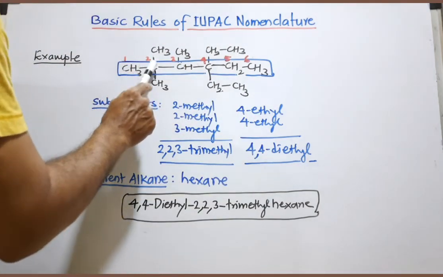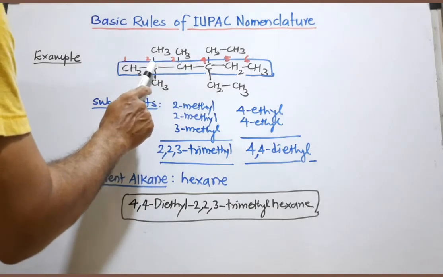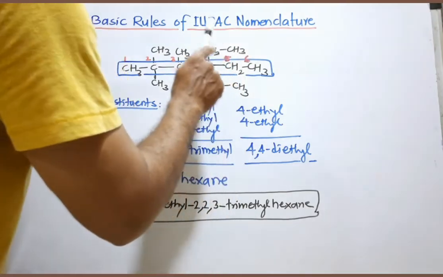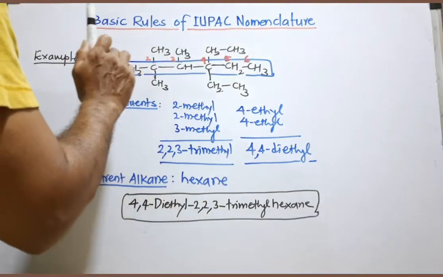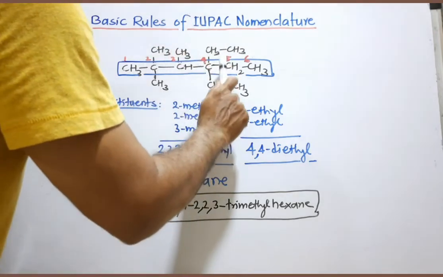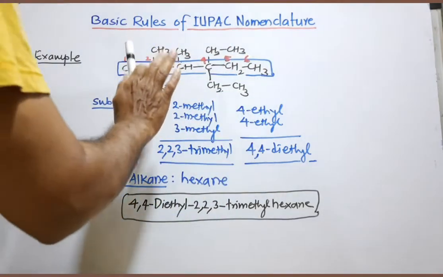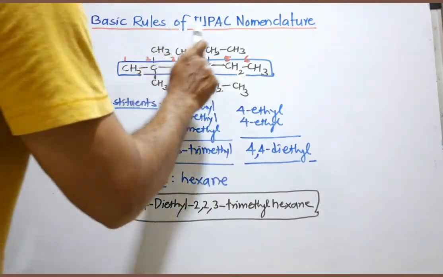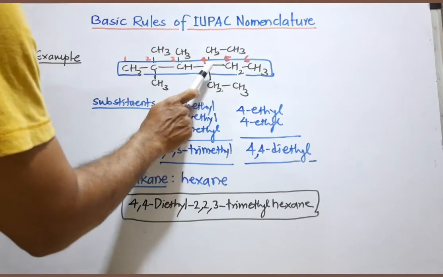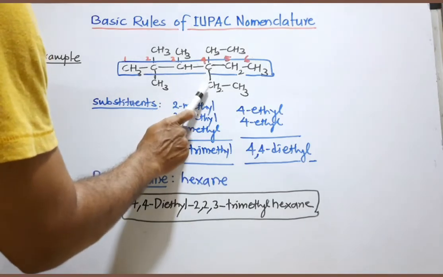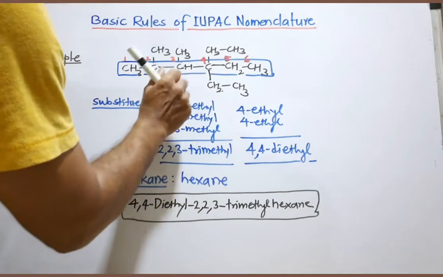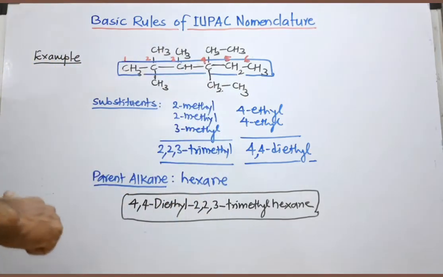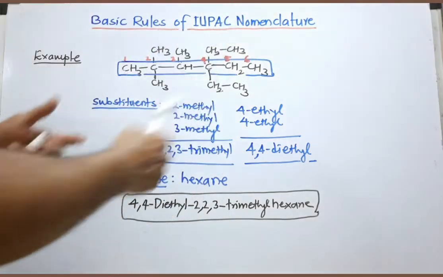Any carbon, if you look here, is either a member of the selected chain or a member of the branch or substituent. The carbon cannot be a member of the selected chain as well as a substituent. Either it is a member of the selected chain or a member of the substituent. You can see here, this carbon is a member of the substituent but not a member of the selected chain. So you should remember that.